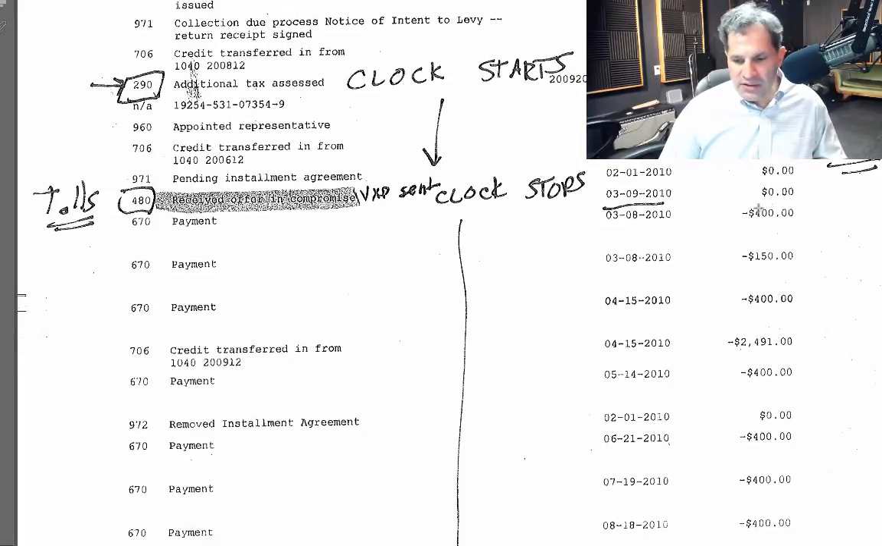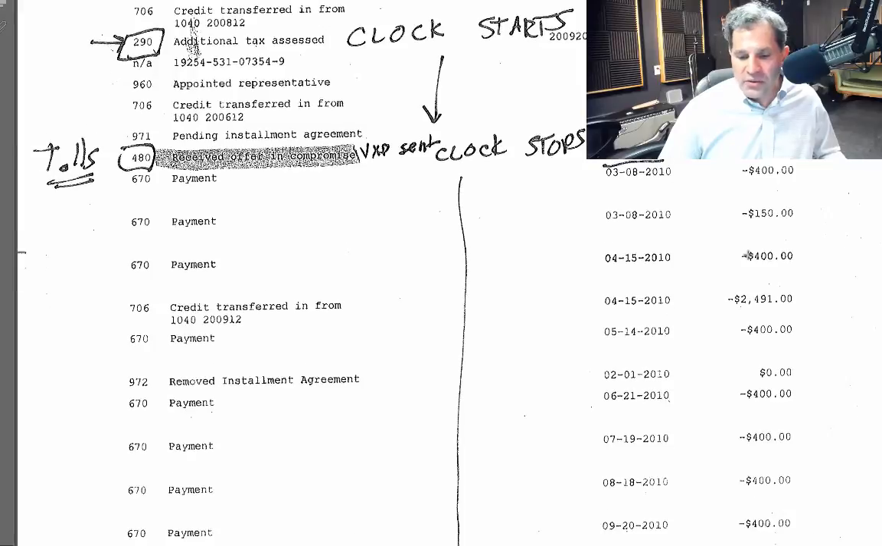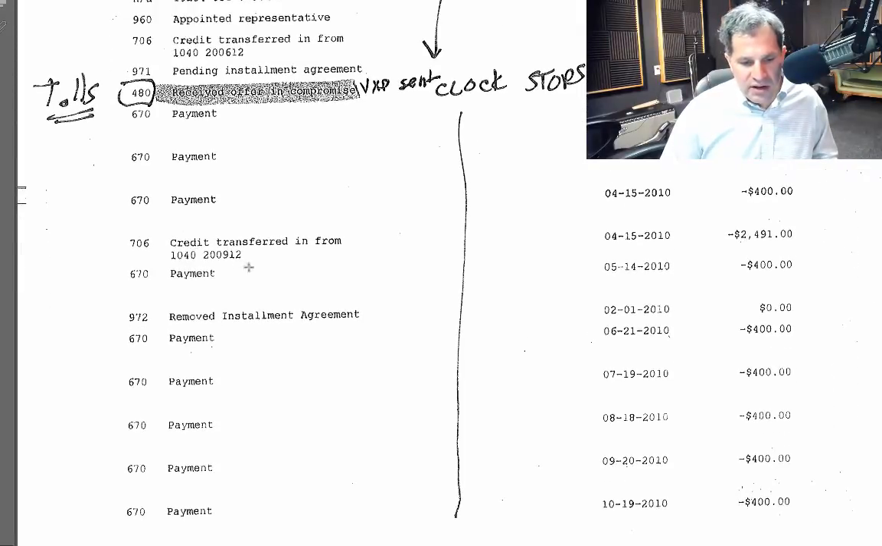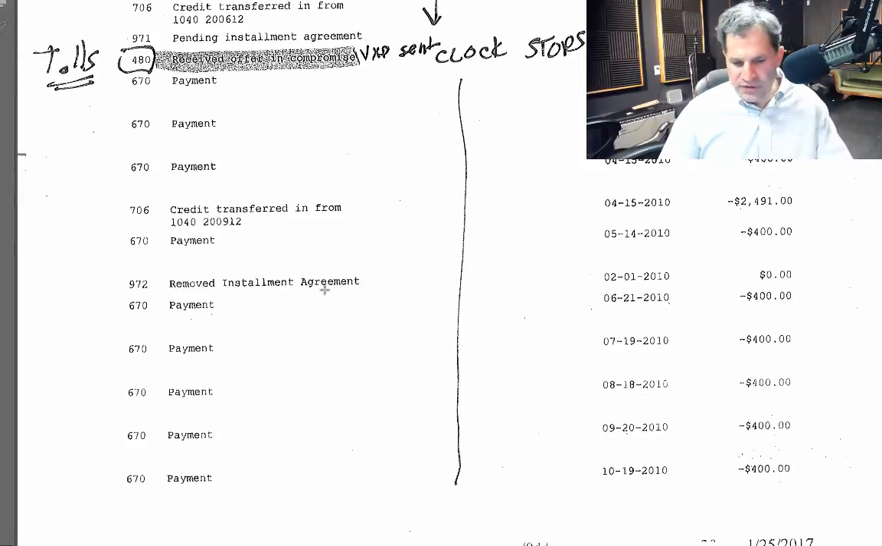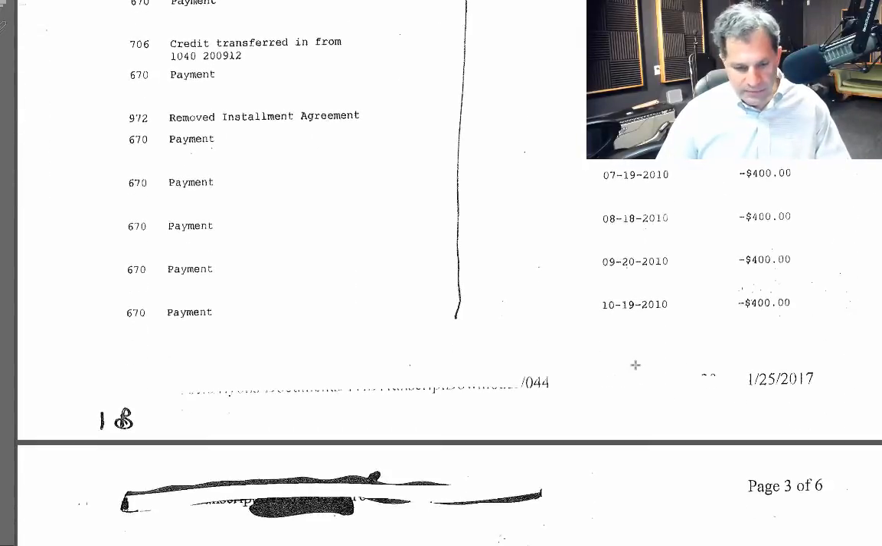So here's the payments going in of $400 a month. Well, those are partial payments towards that offer in compromise, much better than paying that 20% down payment, right? But that's going to the debt. So it's like, well, what's the harm? Paying $400 towards the debt. So it's going down here. Now here is a credit transferred in from another year. That was probably a refund, okay? And here's a removed installment agreement because we're in an offer in compromise, right? Well, here you see all the payments coming in on the offer in compromise, right?